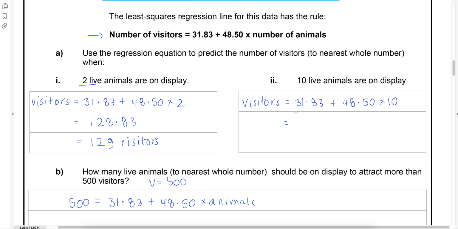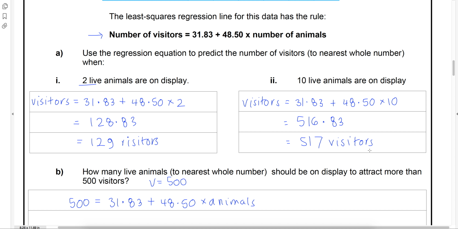Now what I want you to do is, instead of typing this out again, just copy down what you have in your calculator and change the 2 to a 10. When there are 10 animals on display, you'll see we expect more visitors. In fact, we expect to the nearest whole number 517 of them.